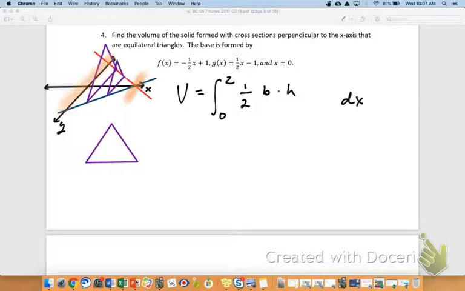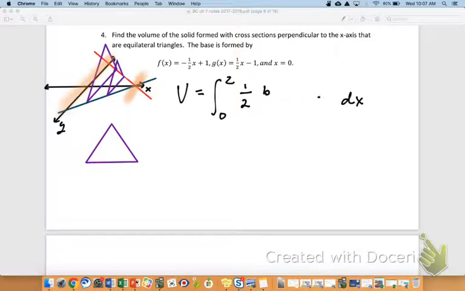Negative 1/2 x plus 1 minus 1/2 x minus 1. And so you're basically taking the higher y minus the lower y? Yeah. Sure. Okay, so let's fill that in. So we'll get rid of the height. We'll just put that over here for now.